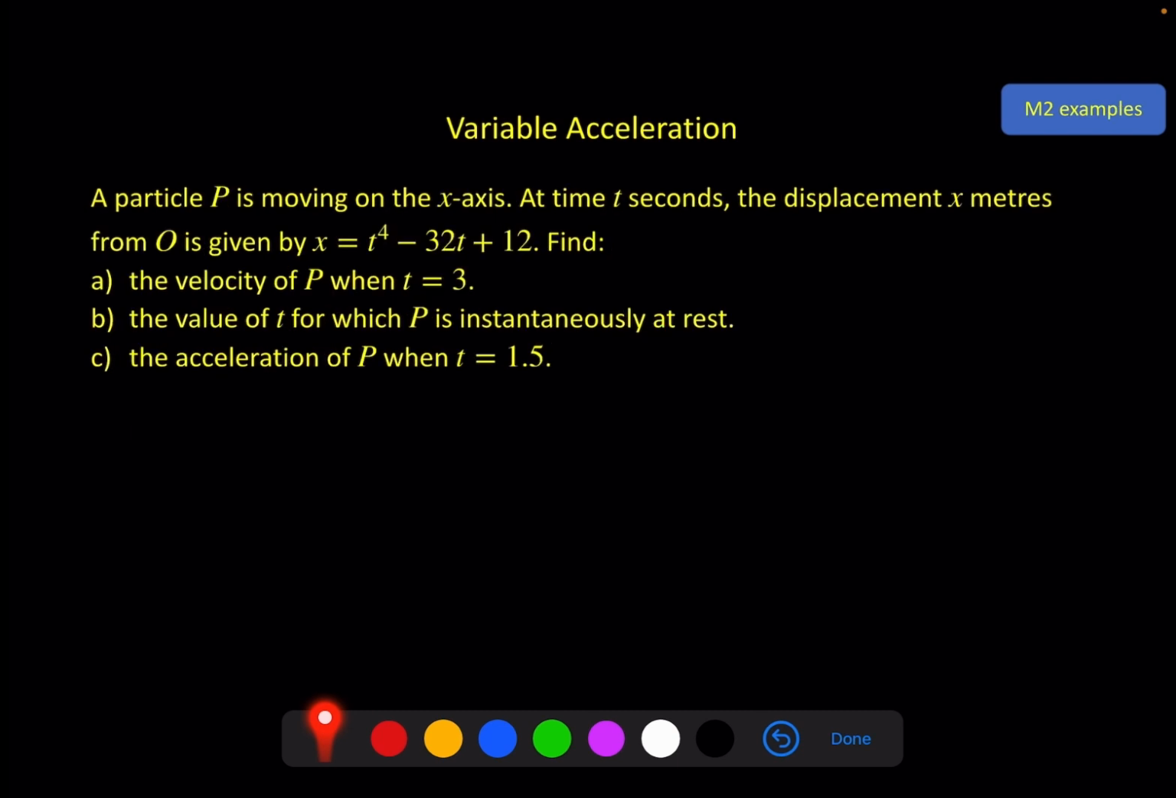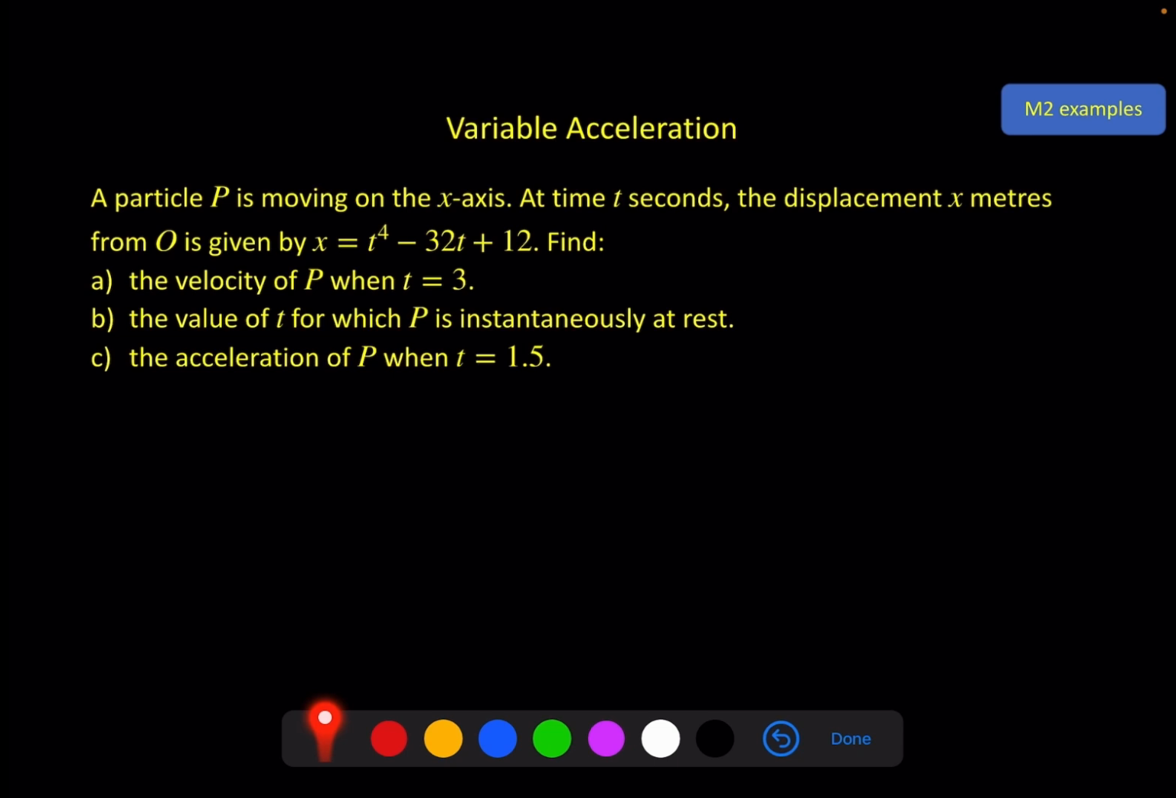Particle P is moving on the x-axis. At time t seconds, the displacement x meters from O is given by this function here. And you can see already we've used x instead of s in this case, which might seem a little bit weird if you tried to sketch this, because your x variable will be on what is usually the y-axis, and your t variable will be on what is usually the x-axis. Find the velocity of P when t equals 3.